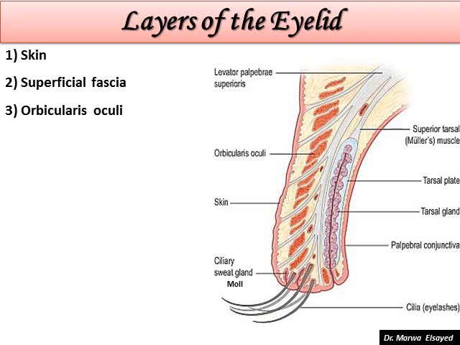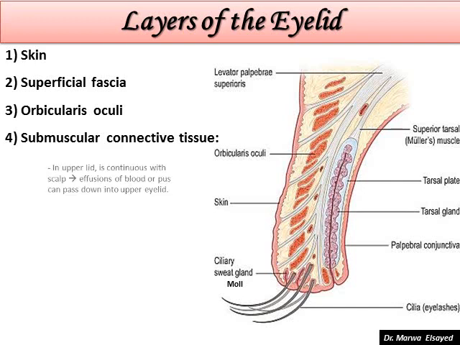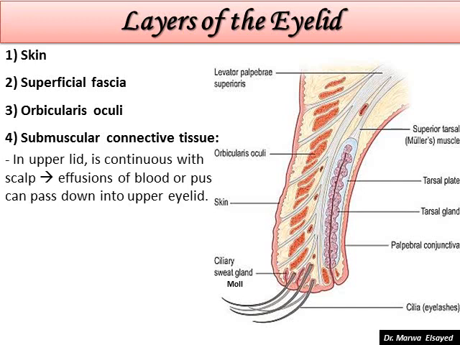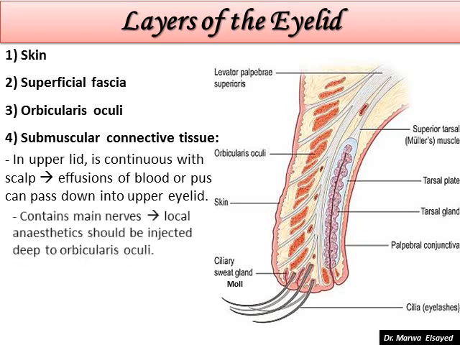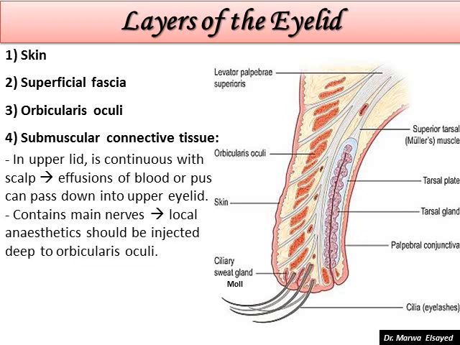After the superficial fascia, we will find the layers of orbicularis oculi muscle, then submuscular connective tissue. And this layer of submuscular connective tissue is continuous with the subaponeurotic space of the scalp. It means that any effusion of pus or blood will pass downward into the upper lid. Also, in the submuscular connective tissue layer, there is the main nerve supply of the eyelid. It means that local anesthesia will be injected deep to the orbicularis oculi muscle.